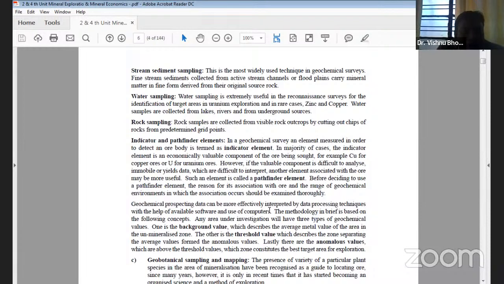And next, coming to the rock sample. In rock samples, we collect the samples from fresh outcrops, where we cut chips at pre-determined grid points.